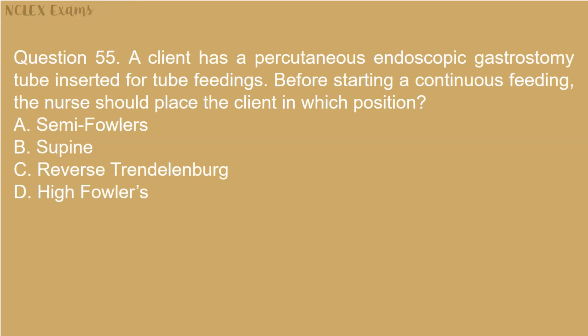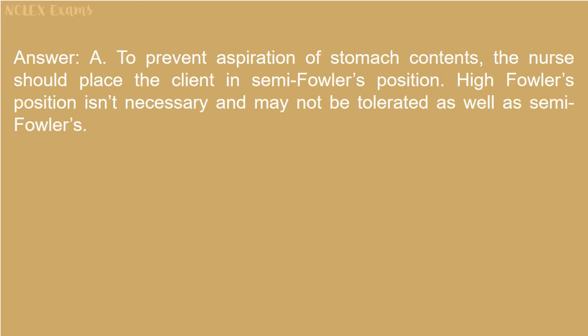Question 55. A client has a percutaneous endoscopic gastrostomy tube inserted for tube feedings. Before starting a continuous feeding, the nurse should place the client in which position? A. Semi-Fowler's. B. Supine. C. Reverse Trendelenburg. D. High Fowler's. Answer A. To prevent aspiration of stomach contents, the nurse should place the client in Semi-Fowler's position. High Fowler's position isn't necessary and may not be tolerated as well as Semi-Fowler's.